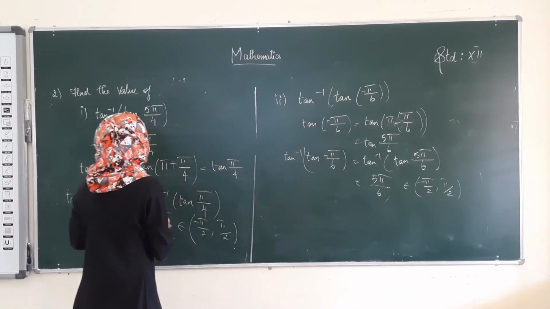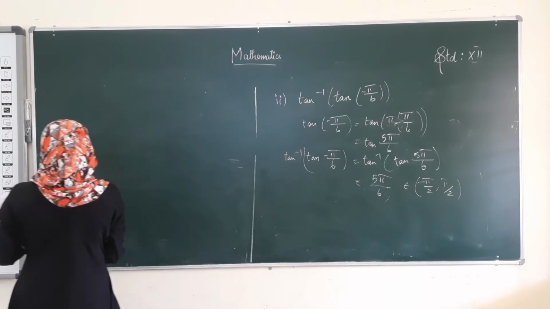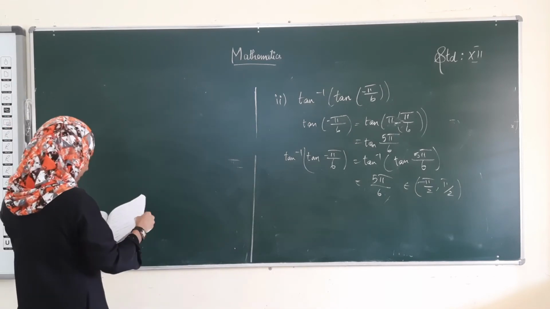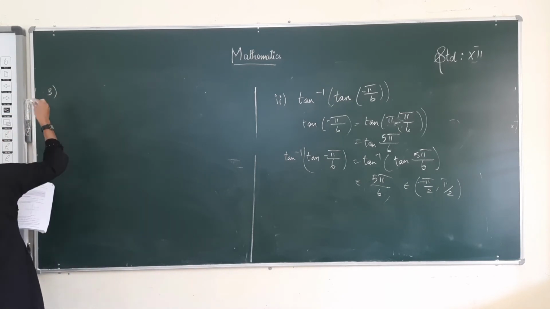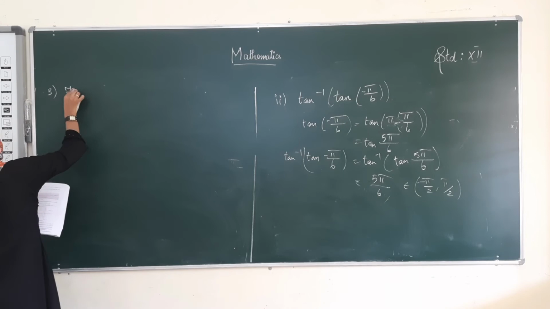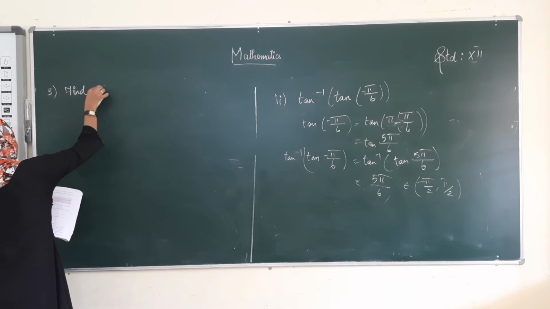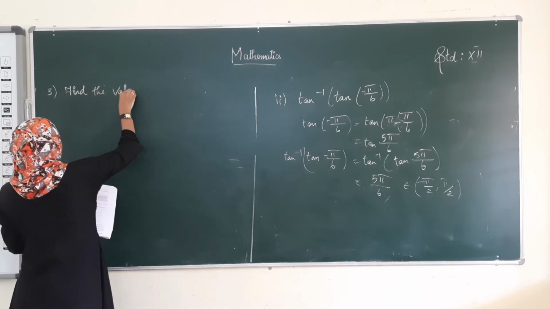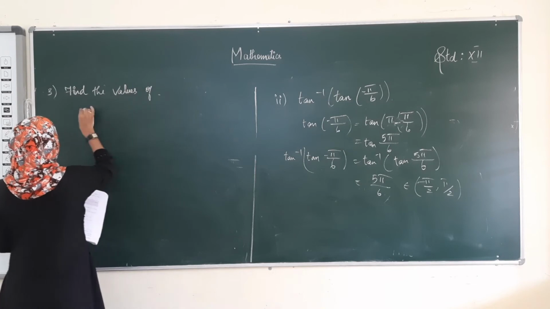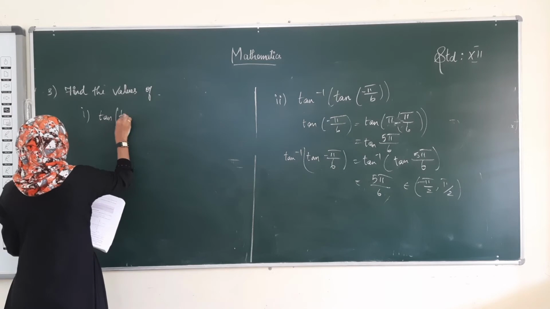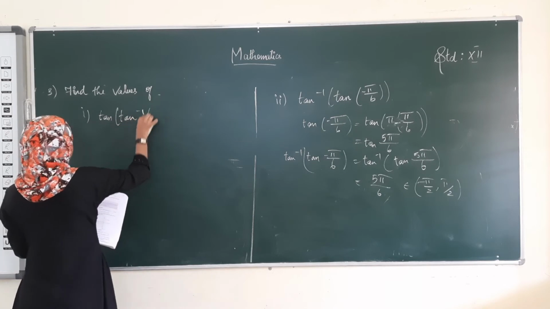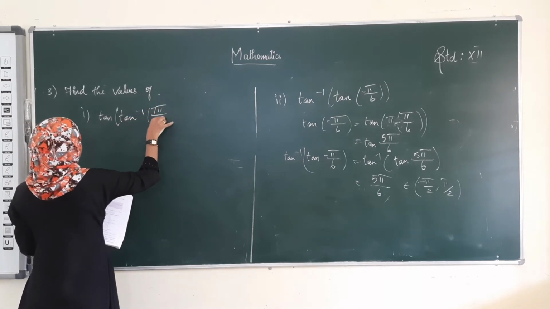Now, let us see the third sum. We have completed the second sum. Now, let us see the third sum. What's the third sum? Find the value of tan inverse of 7 pi divided by 4.